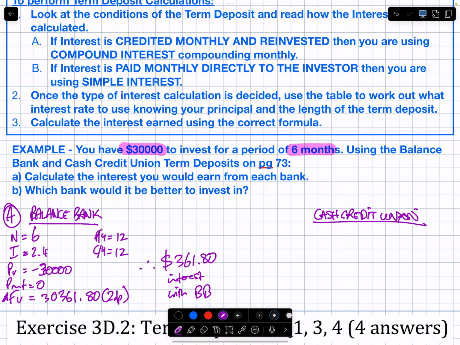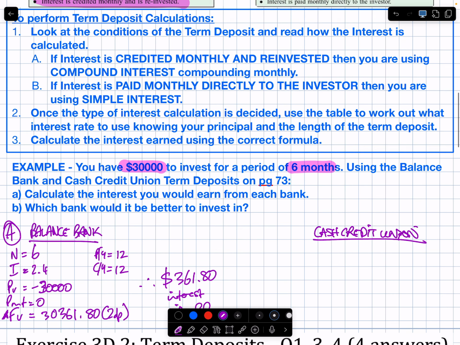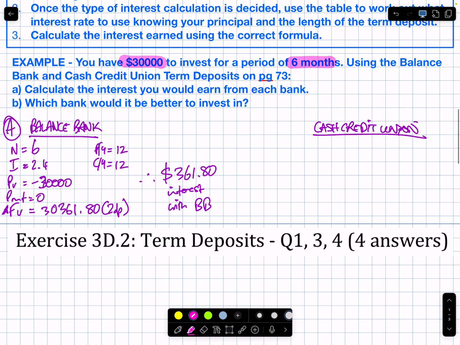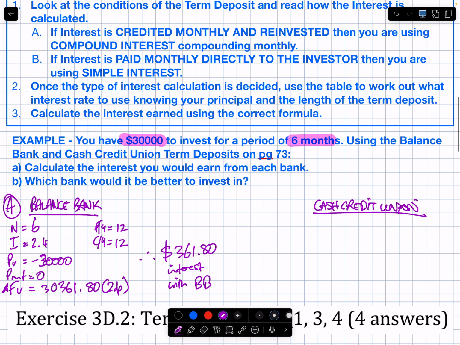Cash Credit Union. So I'm going to scroll up, but I'll come back down. Cash Credit Union, 30,000. Which column are we going to look at in Cash Credit Union? The middle one again. 6 months, 2.45. So it's slightly higher. What are the conditions? Paid directly to the investor. So this is simple interest. SI is equal to PRT. So now we'll scroll back down.